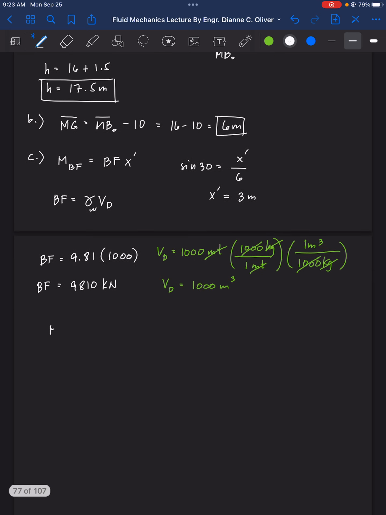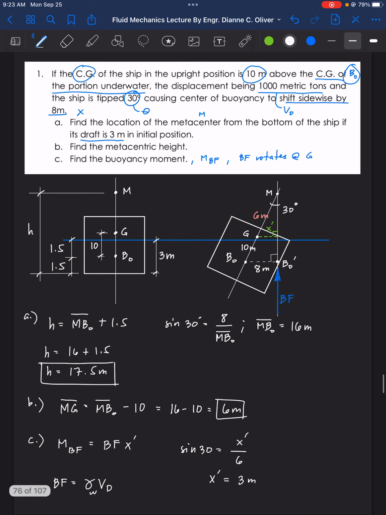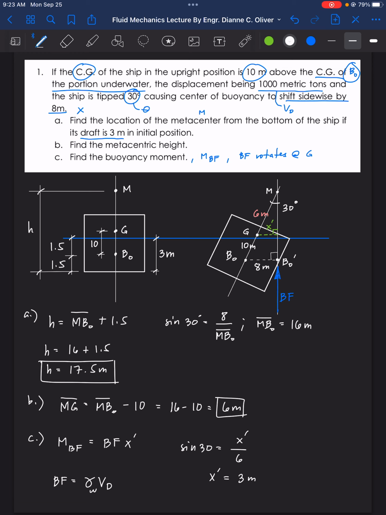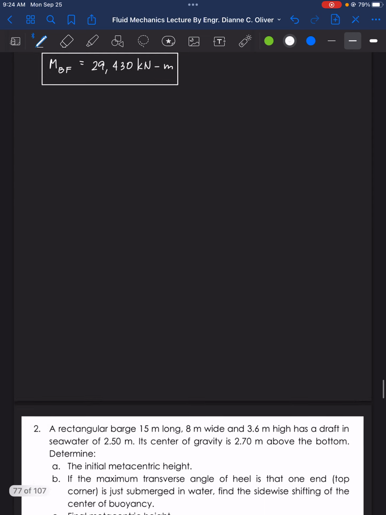Finally, we have our MBF moment. M sub BF now is equal to the buoyant force 9810 times the x prime of 3 meters. So MBF is equal to 29,430 kilonewton meters. So that's for example number 1. Let's go to example number 2.